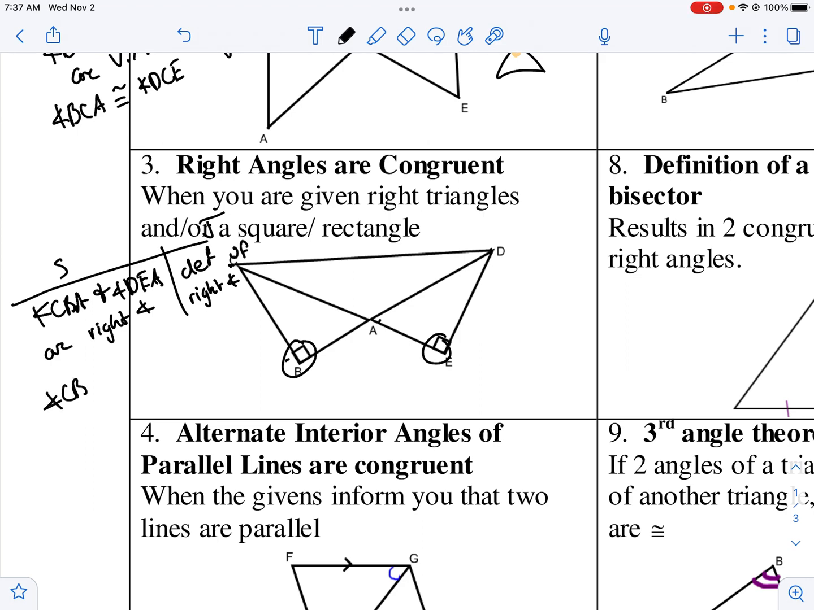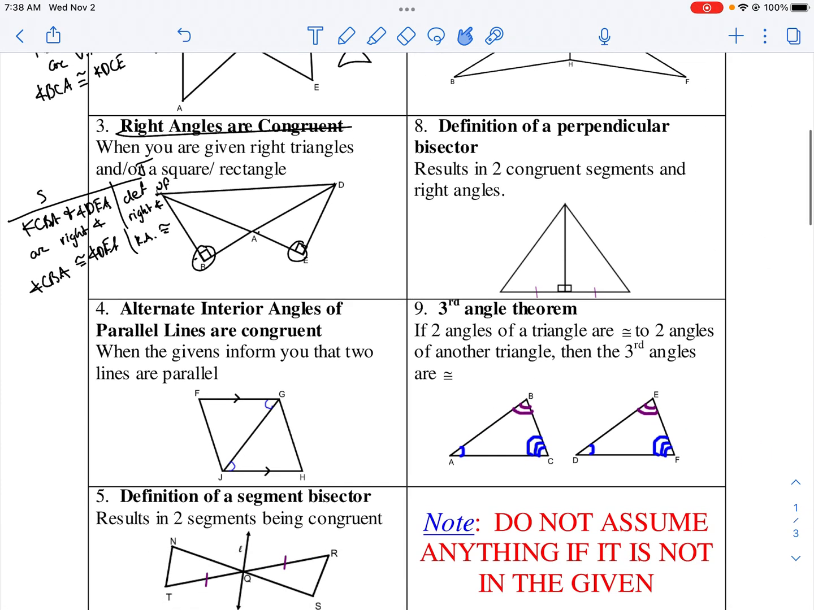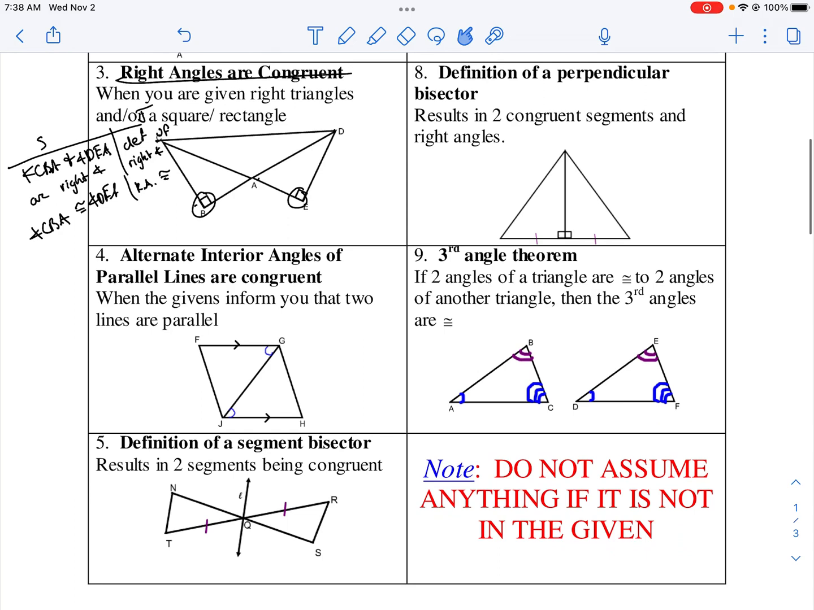Then we get to say the cool part. Angle CBA is congruent to angle DEA because of this. Right angles congruent. So again, it's the same thing each time. We actually don't use third angle theorem. You could, clearly could, if you needed to, but we don't really use it a whole lot.